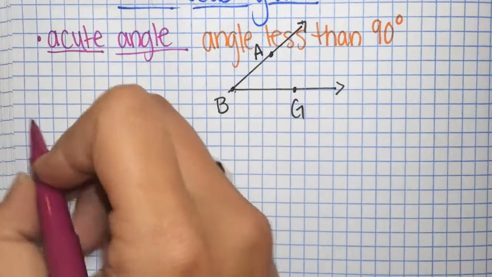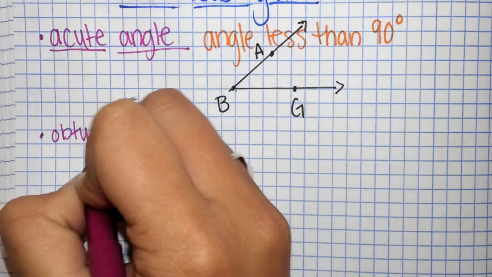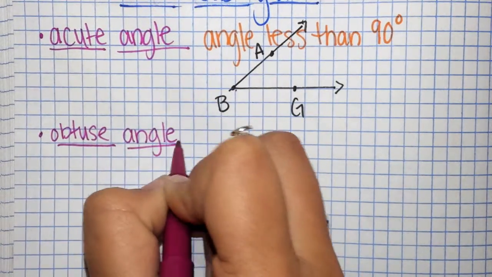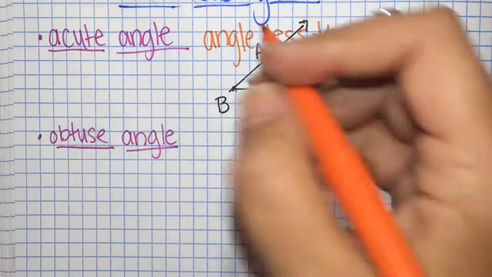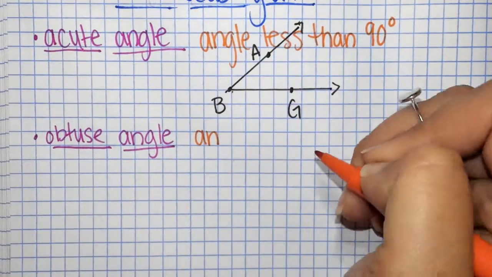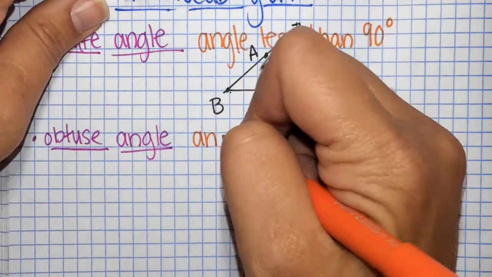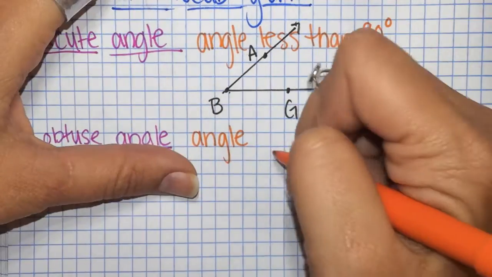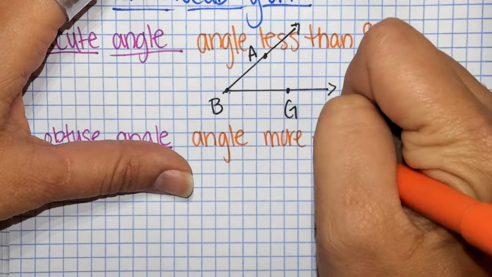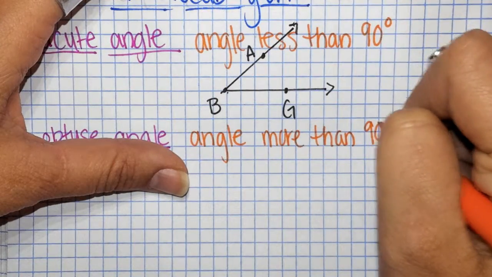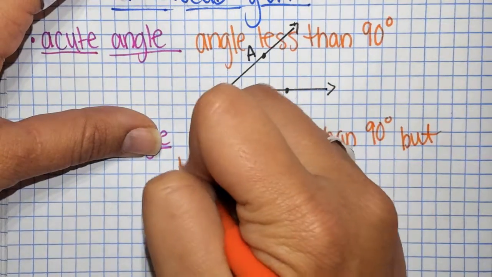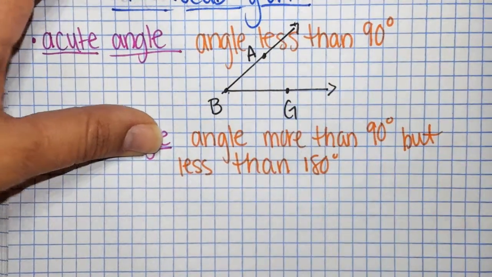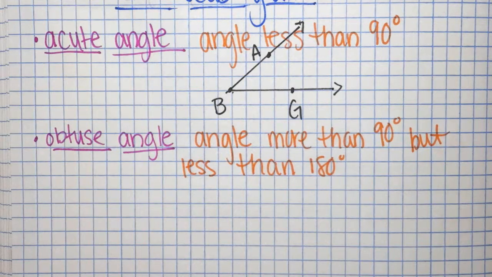Alright, the next one is obtuse angle. What is an obtuse angle? An angle more than 90 degrees. More than, but less than? 180. Okay. Wait, why is it less than 180? Because 180 is a line. More than 90, but less than 180. And then draw me an example of an obtuse angle.